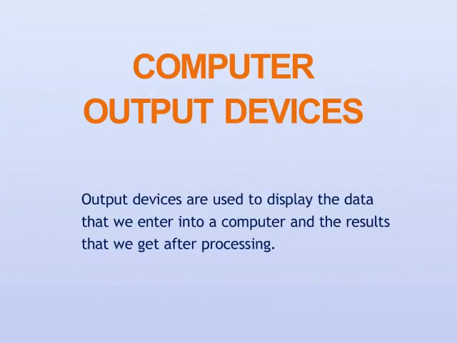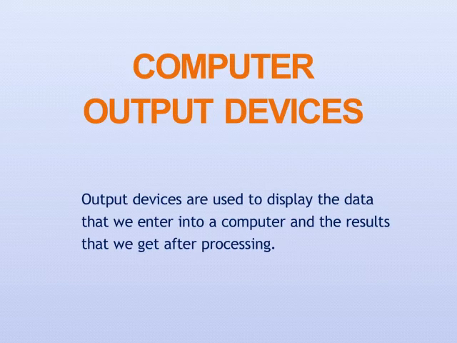Hello friends, today we will discuss computer output devices. Output devices are used to display the data that we enter into a computer and the results that we get after processing. Once the process has done its job, the information produced is available in binary form in the memory. Before this is presented to the user, it has to be converted into human readable form.